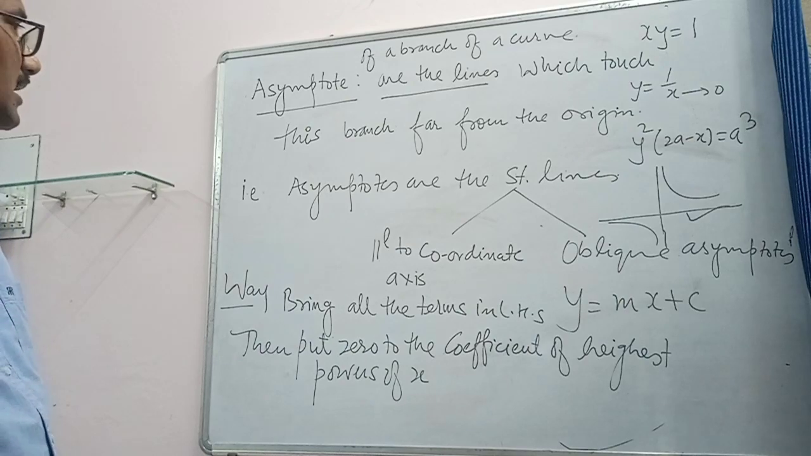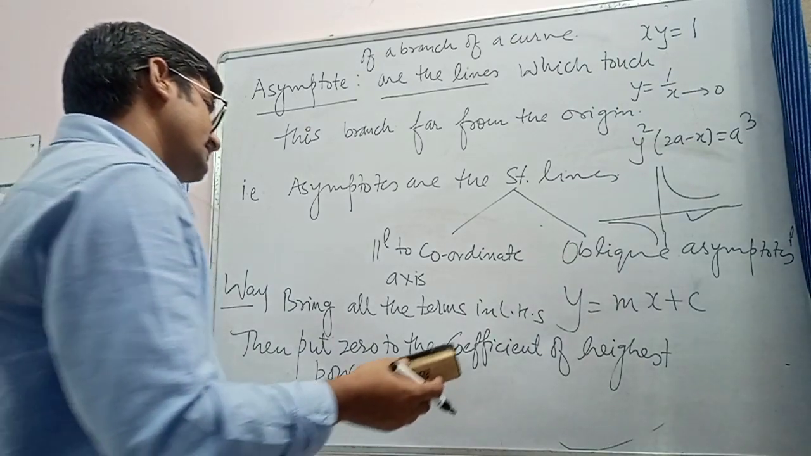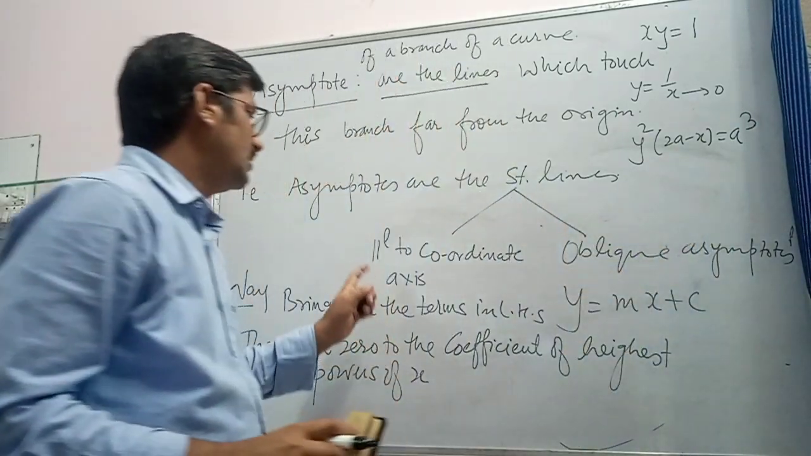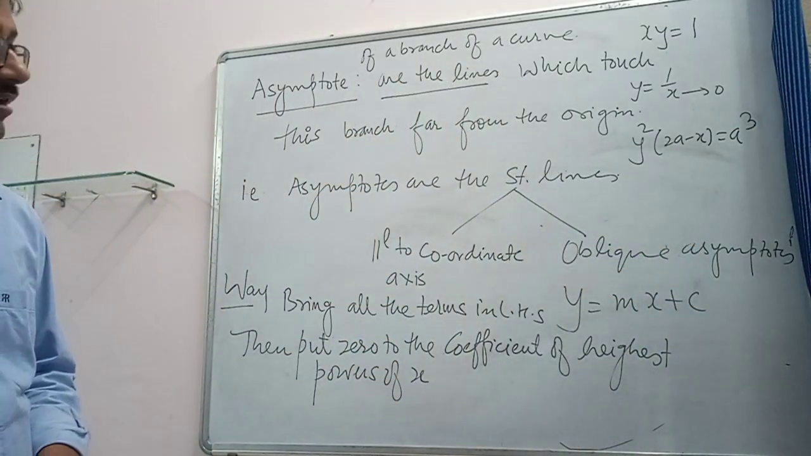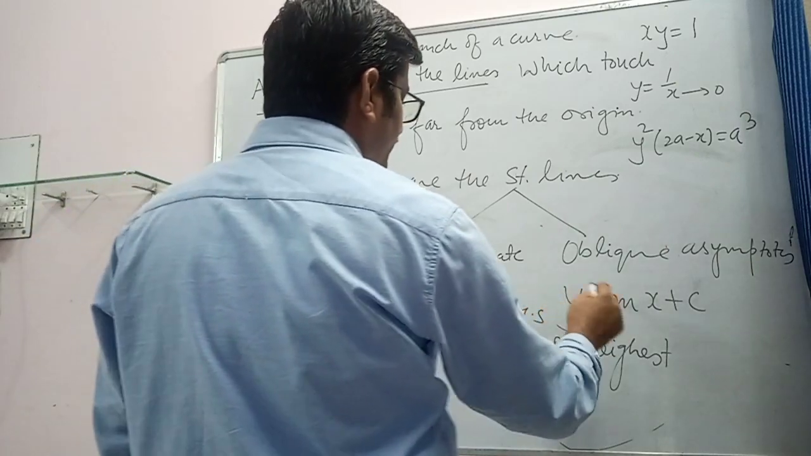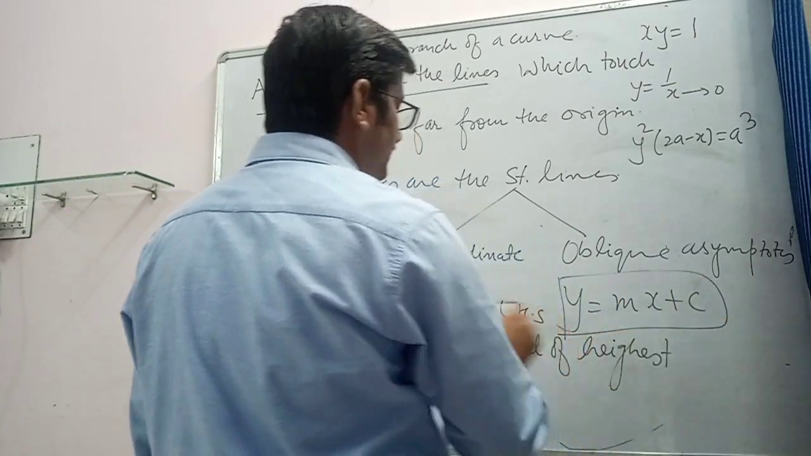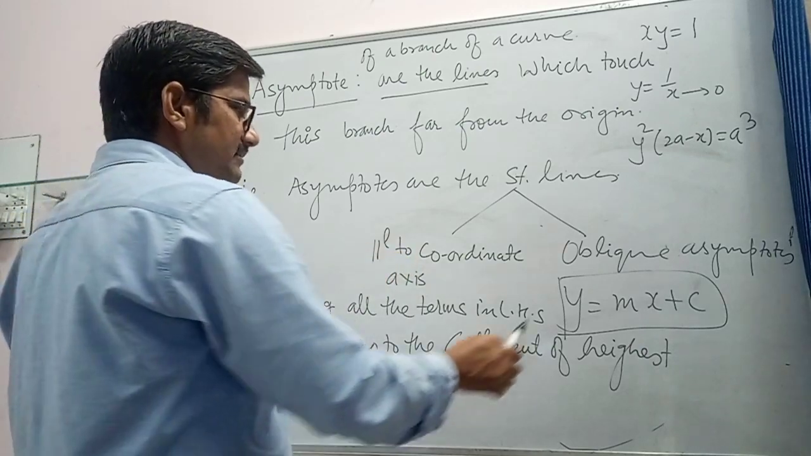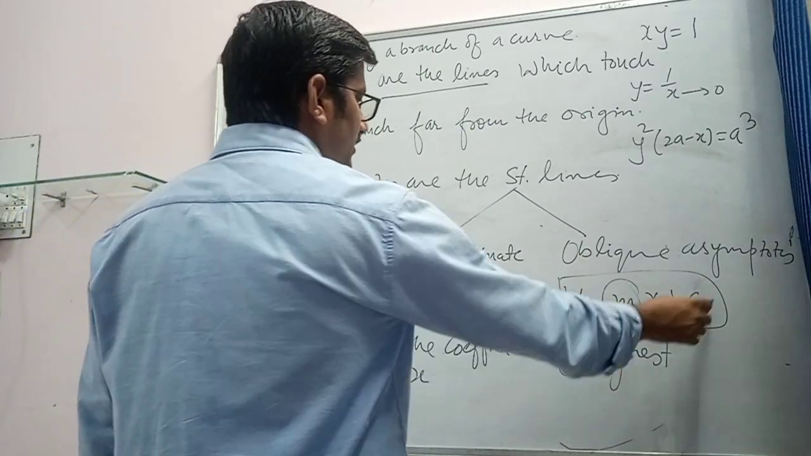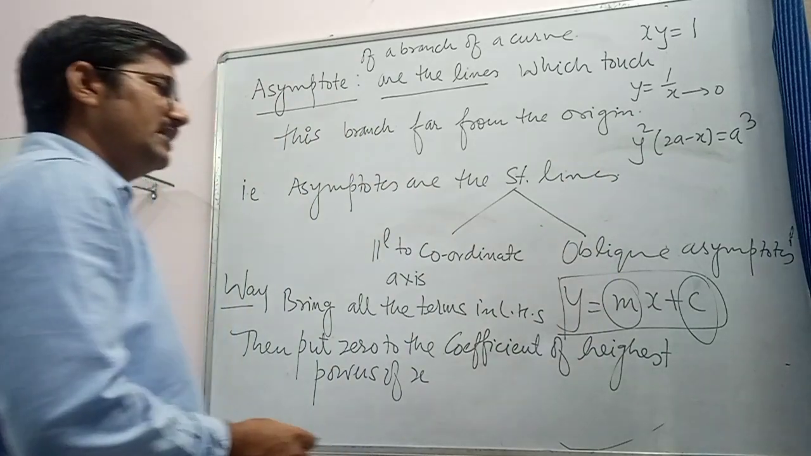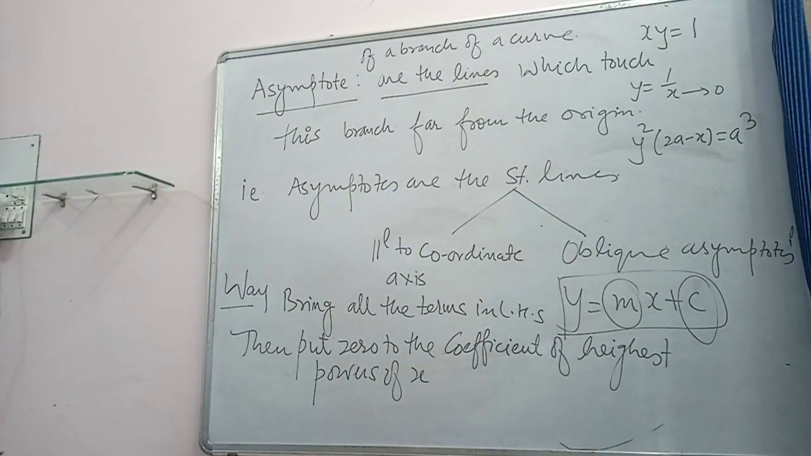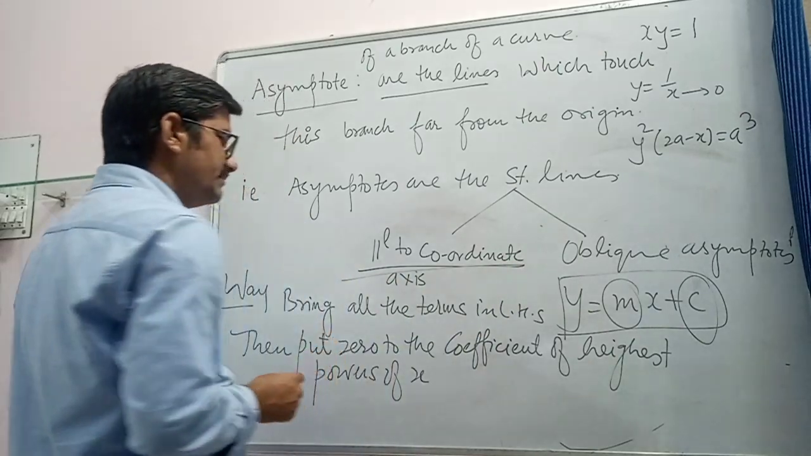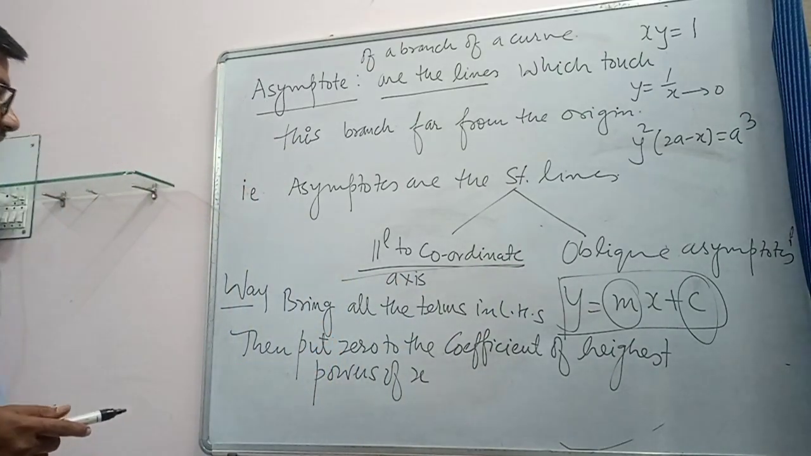So asymptotes are basically straight lines. We can find the asymptotes parallel to the coordinate axis, and oblique asymptotes, which are asymptotes like y is equal to mx plus c, because if the lines are not parallel to the coordinate axis, they will have a slope and they will have an intercept on the y-axis. So first we will discuss the asymptotes parallel to the coordinate axis.